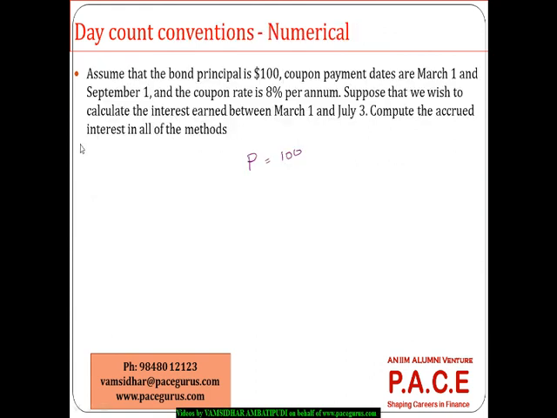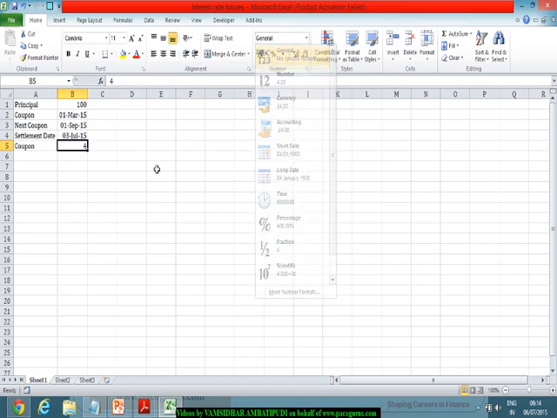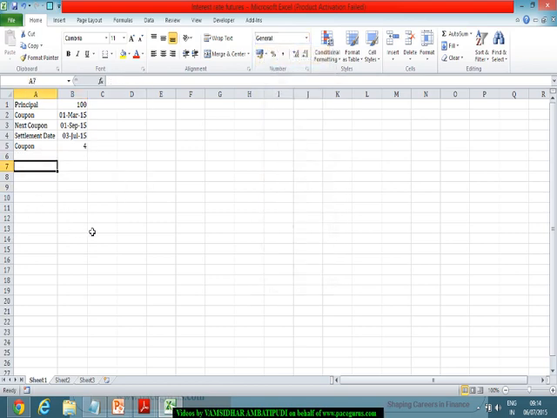Here the coupon is 8% per annum in this numerical. Since it's semi-annual, we'll take the coupon as $4 per semi-annual period. If I am using the actual to actual mechanism, what is the ratio? I'll find the value of X, which is the exact number of days between the 1st March and the 3rd July. So I'll take the 3rd July minus the 1st March, and I have 124 days between these two dates.